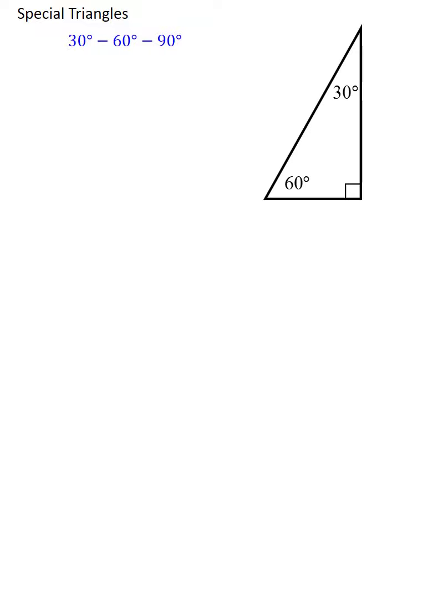Let's now focus our attention on a different special triangle, the 30, 60, 90 triangle. Here's a 30, 60, 90 triangle. In a 30, 60, 90 triangle, none of the sides are equal, as they were in the previous. But we do have a short leg and a long leg, both of which are shorter than the hypotenuse.